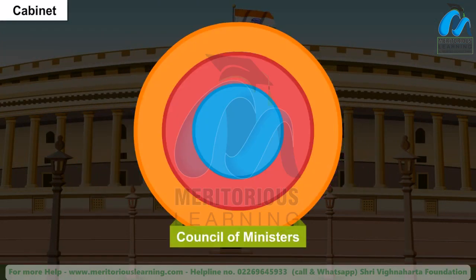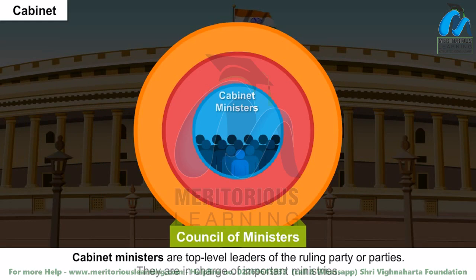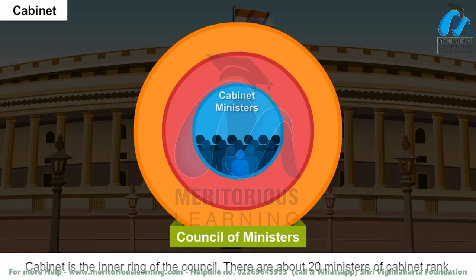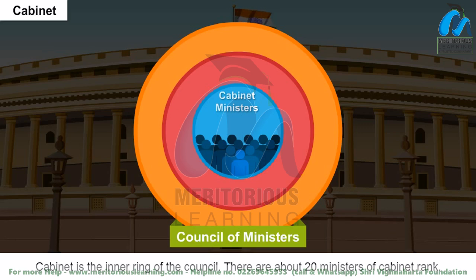Cabinet ministers are top-level leaders of the ruling party or parties. They are in charge of important ministries. Cabinet is the inner ring of the council. There are about 20 ministers of cabinet rank.